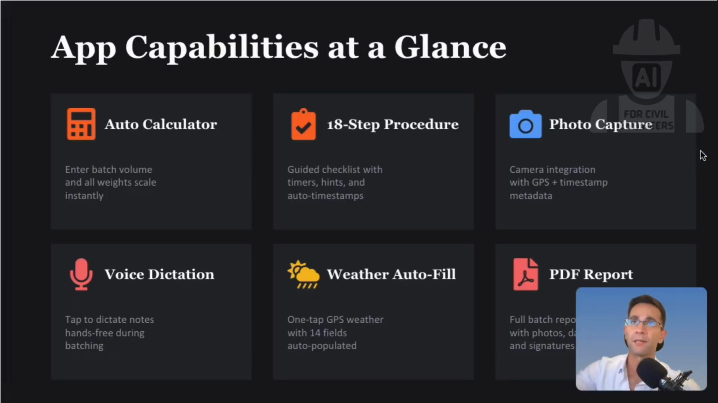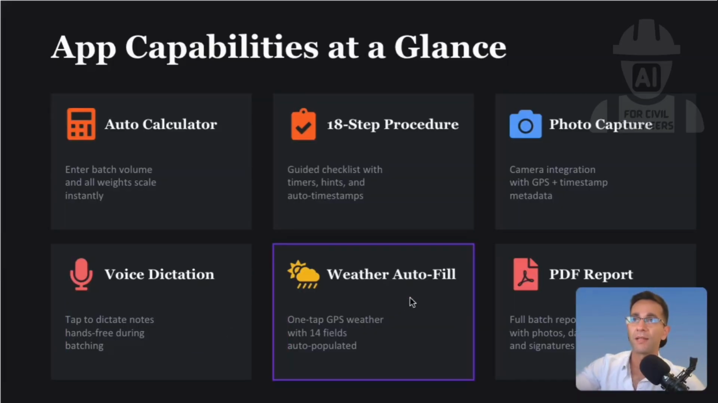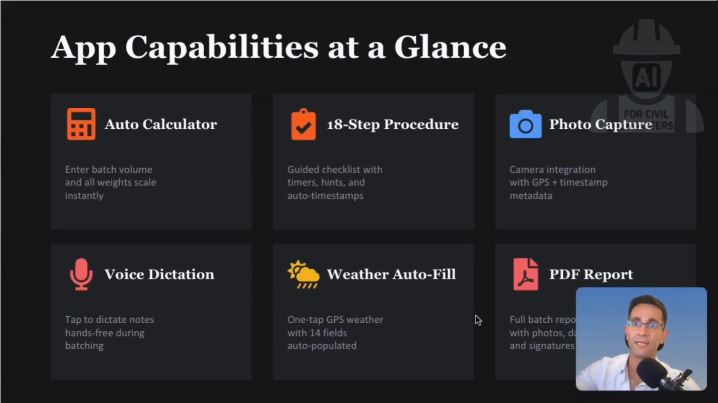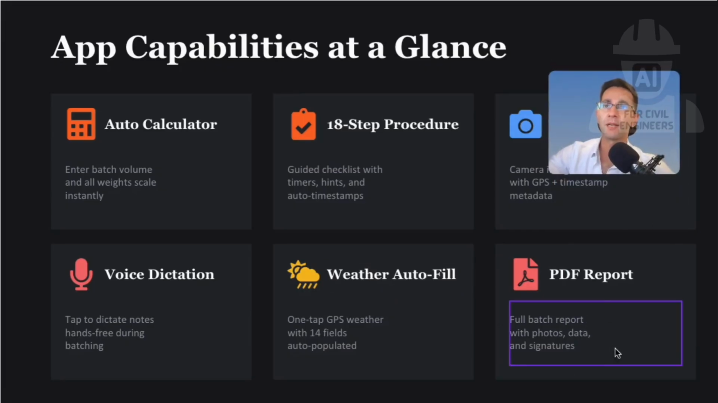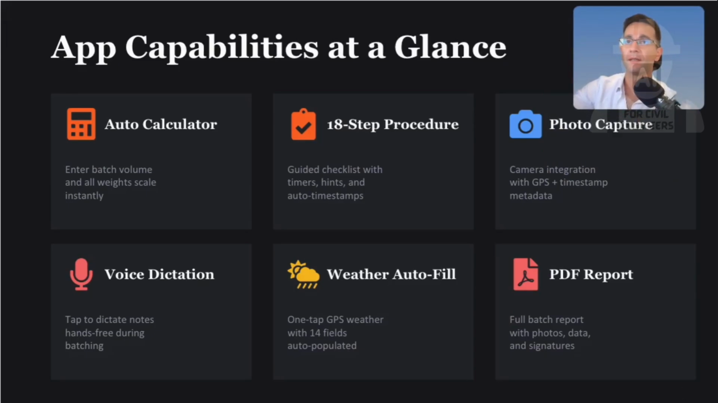Now, photo capture. During the mixing or batching, you need to capture photos. That's very important for documentation and reporting. Voice dictation: that's the voice memo where you literally talk to your phone, and the notes get created in the relevant fields. And weather is also very important. When you're on site in windy conditions, the fly ash or silica fume are very fine particles, so wind will affect them. So the weather gets auto-filled in all those fields based on geolocation. And PDF reporting is also possible with this application. That's another capability of this app.